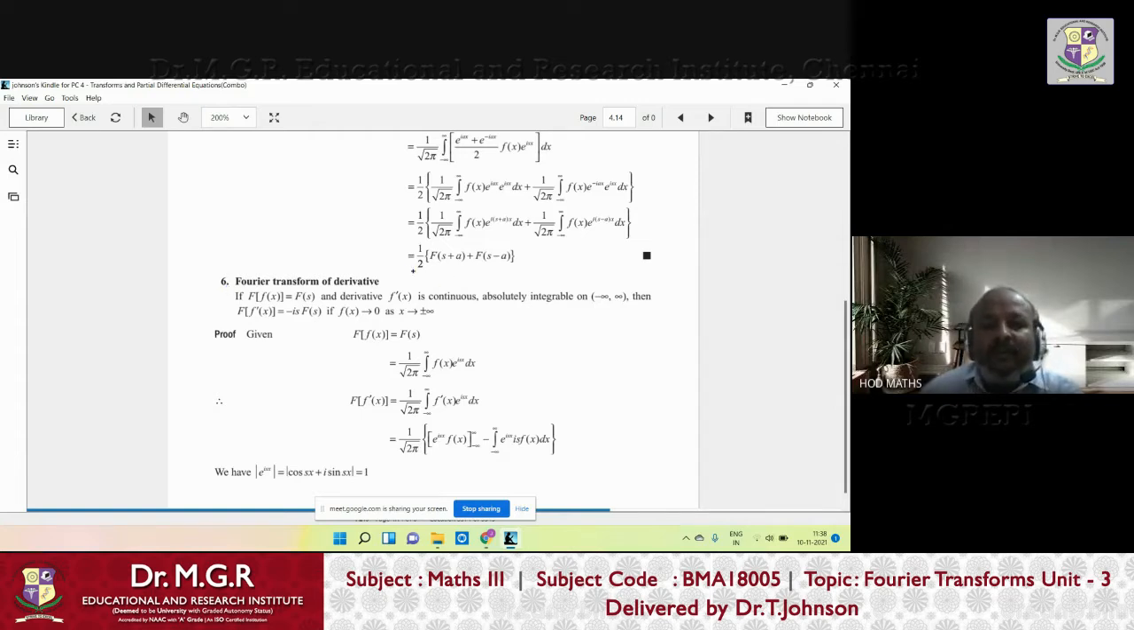So we finished up to this in the last class. Now I continue with the sixth property of Fourier transform, that is Fourier transform of derivatives. So what is Fourier transform of derivatives? Usually it is derivative, but here it is derivatives.